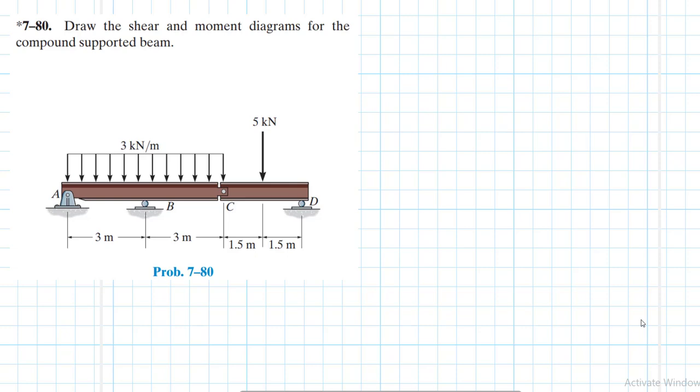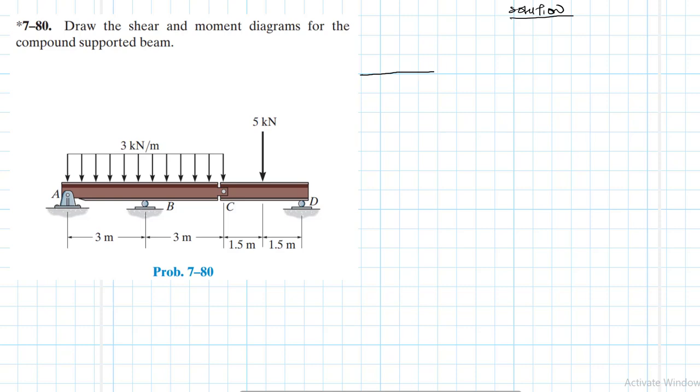And the problem reads: draw the shear and moment diagrams for the compound supported beam. This problem is coming from the Engineering Mechanics Statics textbook, 13th edition by R.C. Hibbeler. To start with, we are going to draw the free body diagram, and since this is a compound supported beam, we are going to dismantle it, drawing a free body diagram separately for CD and ABC.